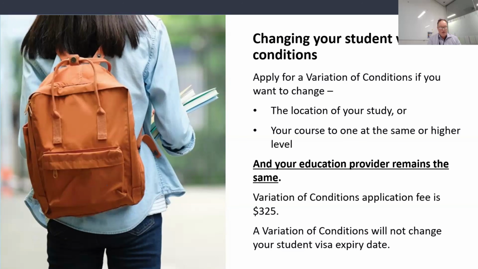Now we'll look at changing your student visa conditions. If you're staying with the same education provider and making a relatively minor change, such as changing your course or study location, you may be able to apply for a variation of conditions rather than a new visa. There is an application fee of $325, and a variation of conditions does not change your student visa expiry date.